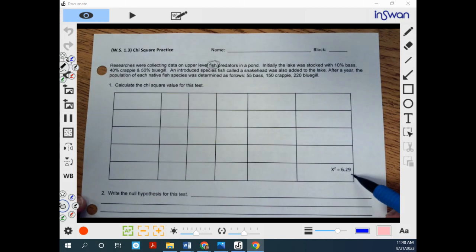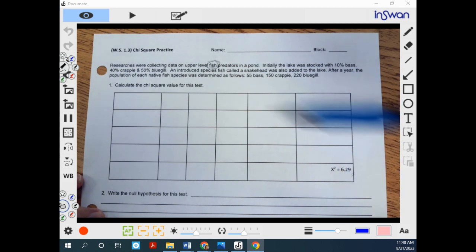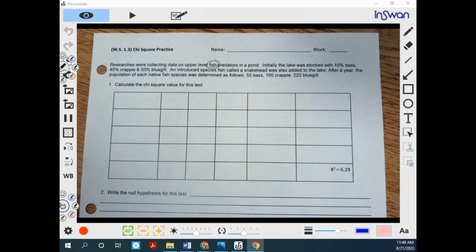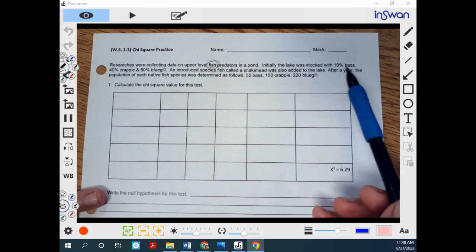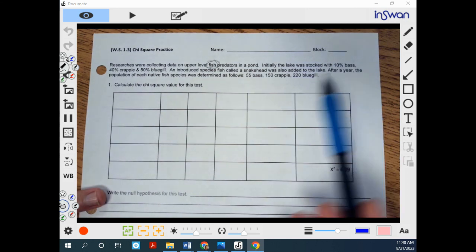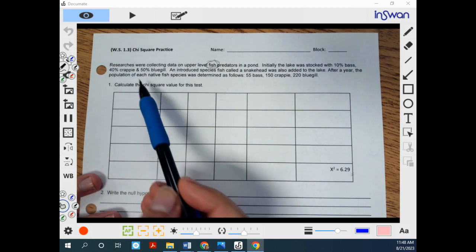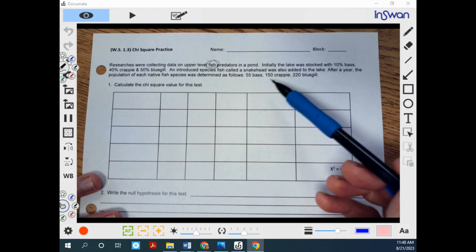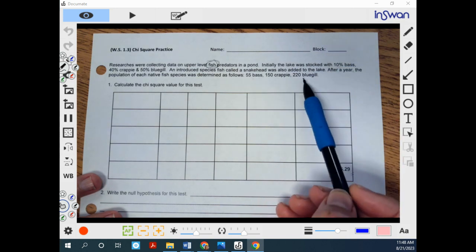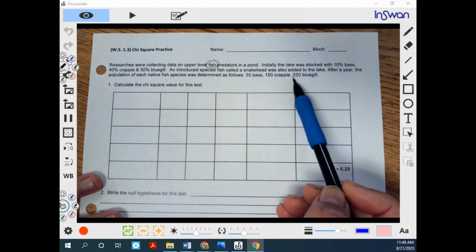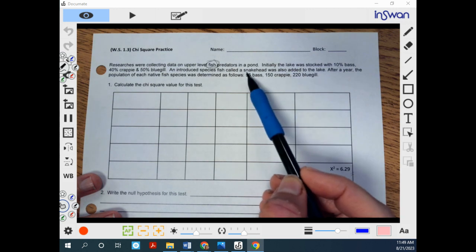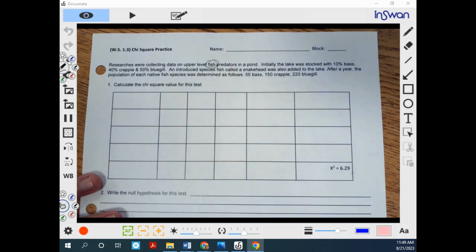All right, if you guys didn't get 6.29 for this chi-square problem about the fish, I'm going to go through it real quick and we can figure out where you went wrong. Reading the question, it says that they stocked this pond. 10% of the fish they put in there were bass, 40% were crappie, and 50% were bluegill. Whenever they caught those fish and counted them, here's the numbers they had a year later, after the snakehead fish was also introduced to that pond.